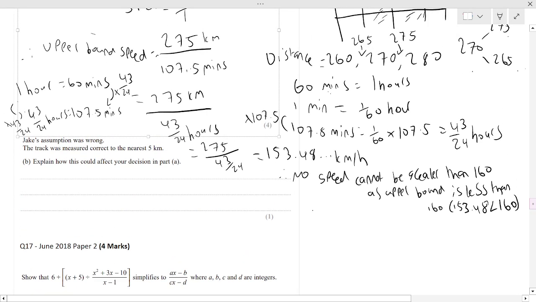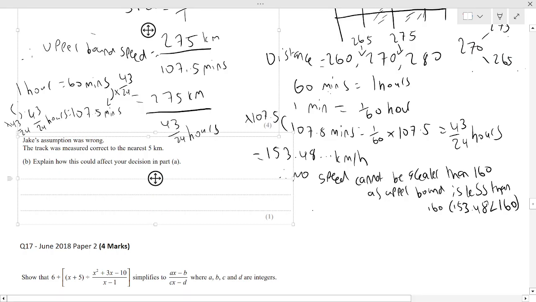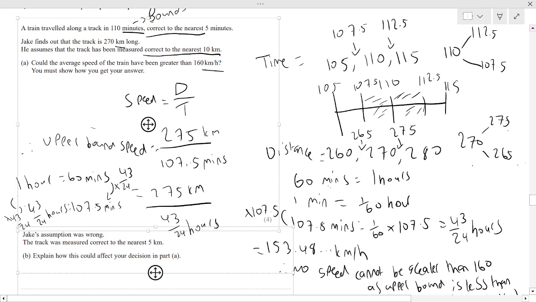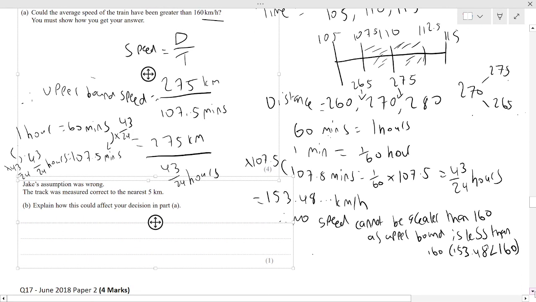Okay, it's a bit messy here, isn't it? Let's get rid of this bit. So now it says Jake's assumption was wrong. Remember, I'll go back and check, but he said he assumed the track was measured to the nearest 10. But what he's saying now is the track is measured to the nearest 5 instead.